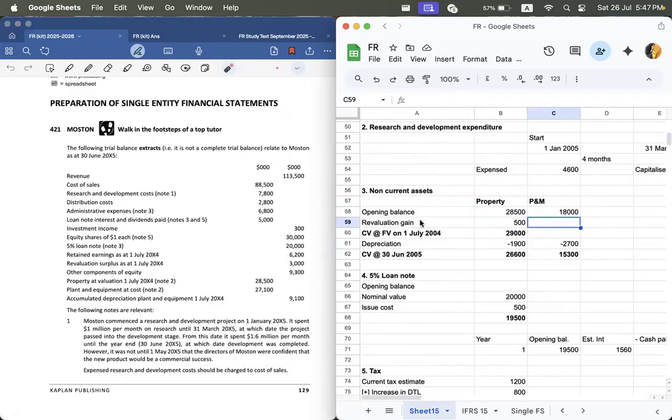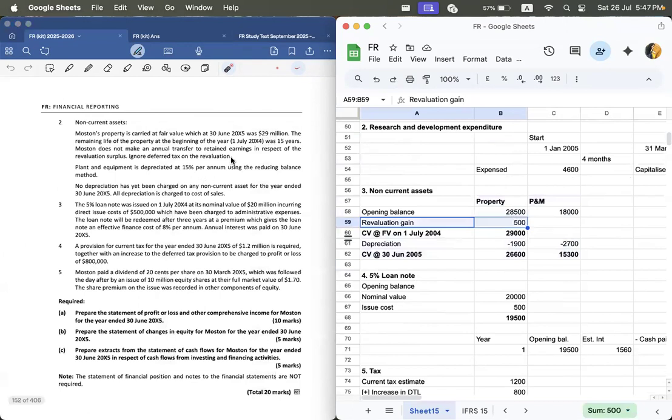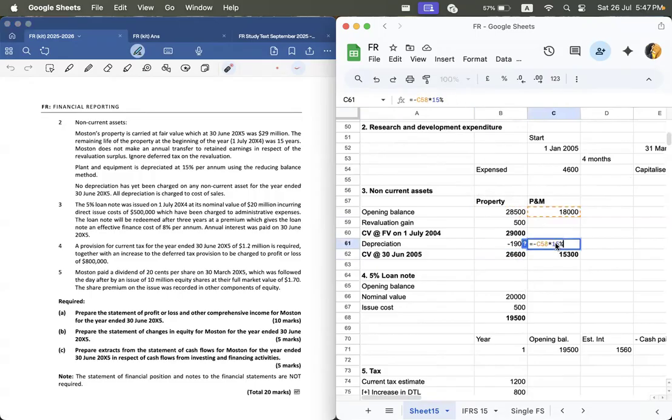You're going to deduct cost minus the accumulated depreciation to get the opening balance. Clear? After that, for property, they have revalued it again on 1st July 2004 to 29 million. So the revaluation gain becomes 500 here. And after that, you do the usual thing. You're going to find the depreciation, which is 15%, and then you're going to take the carrying value. Here as well, it is 15 percent of the opening balance. You've got the depreciation now.